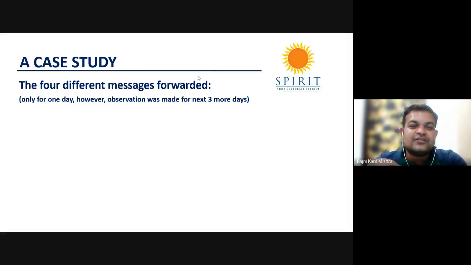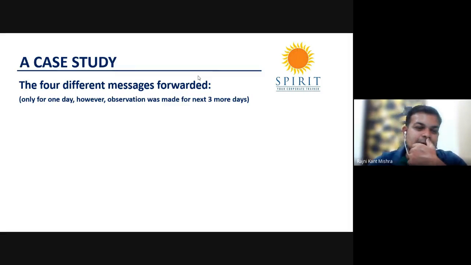Four different messages were forwarded only for one day. However, the observation was made for 3 more days. To ensure which factor motivates people more, they forwarded these messages. They created four different groups, and the four groups were treated in four different manners. But these messages were forwarded only for one day, and the observation was made for the next 3 days, which means the total observation was made for 4 days. You see, what was the message forwarded?